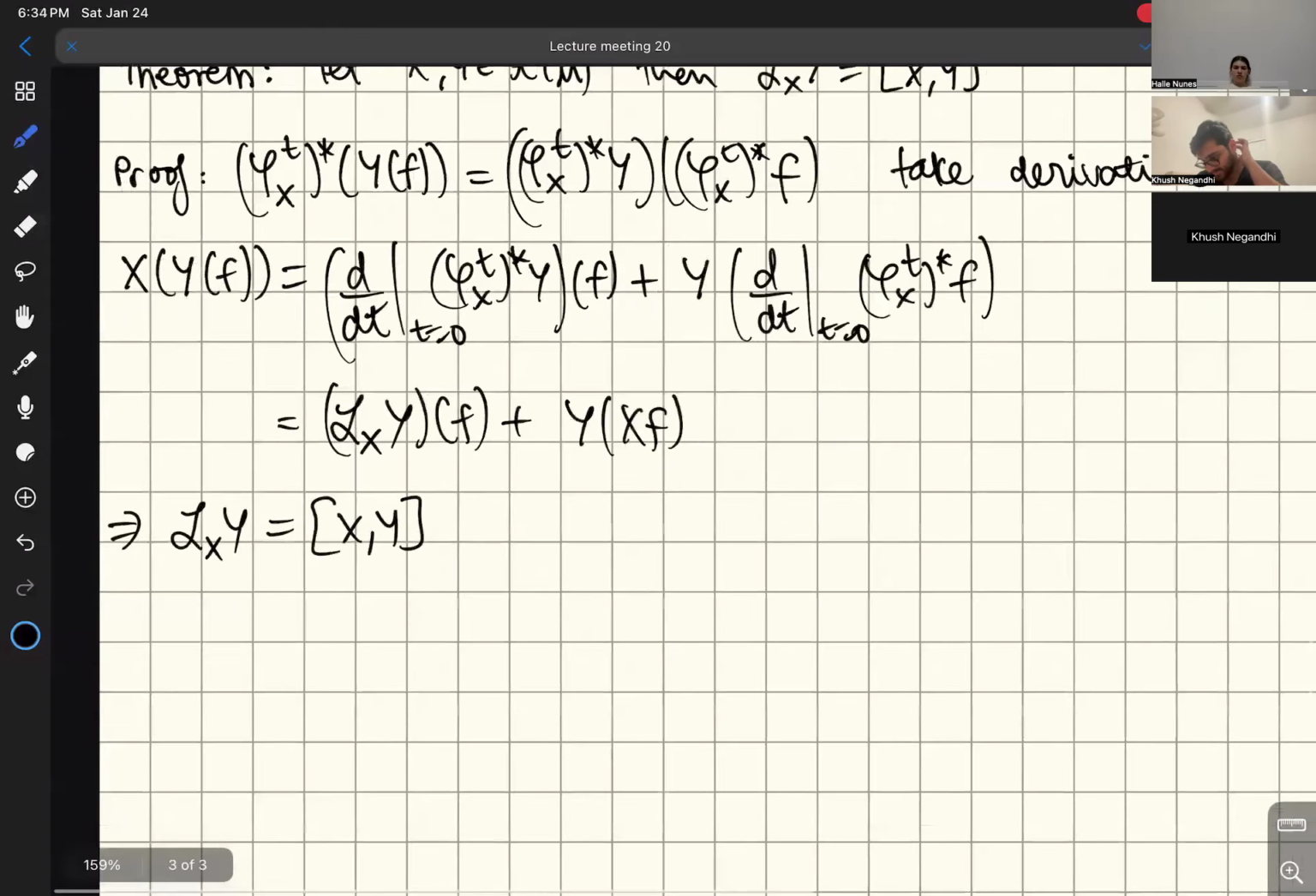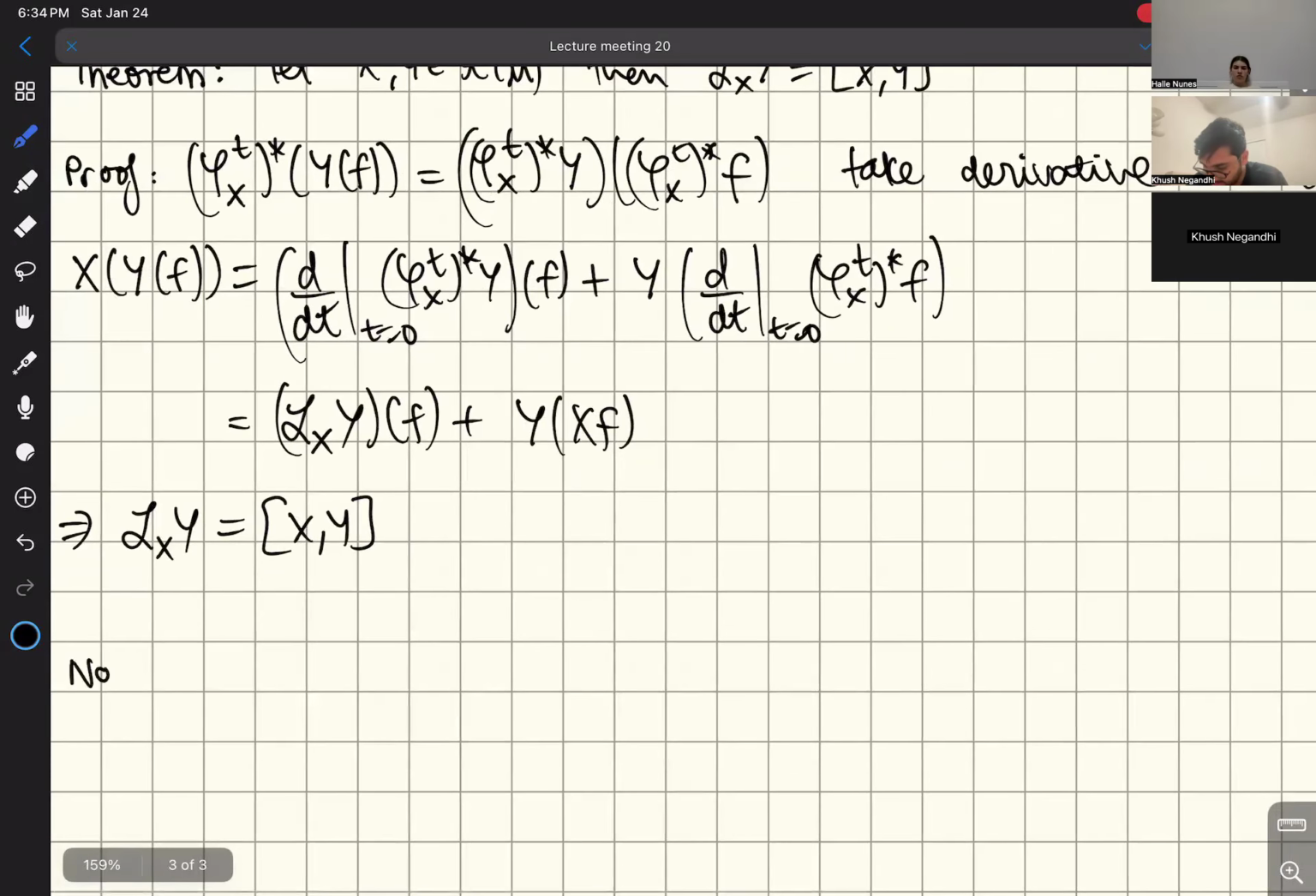One final thing that I'll mention is that the Lie derivative of Y in the direction X is equal to negative the Lie derivative of X in the direction Y, which would have been very non-trivial to see without this.